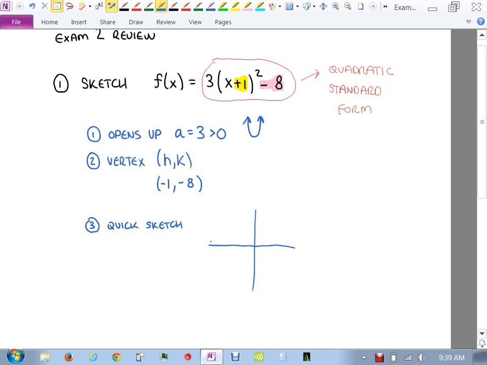Quick sketch. I start with my vertex, right? So I'm going to go to the left 1, down 8. There's my vertex, and I open up, right? And since I do open up, I know I'm, in this case, going to have 2 x-intercepts. So I go ahead and try to find them now. So how do we find x-intercepts?